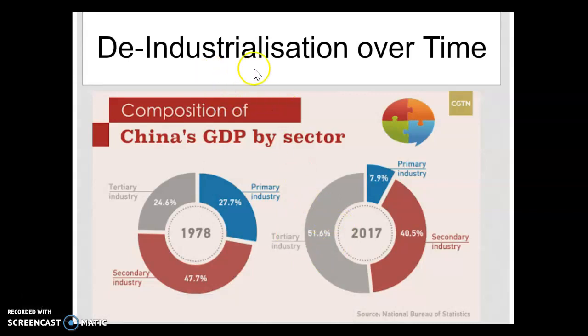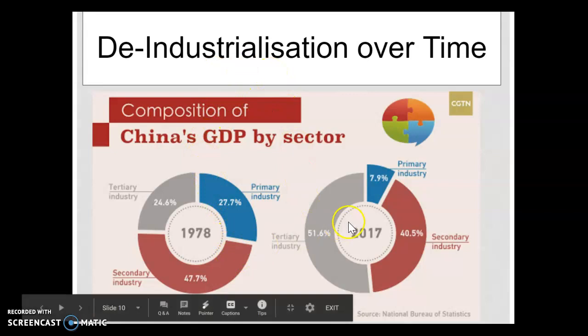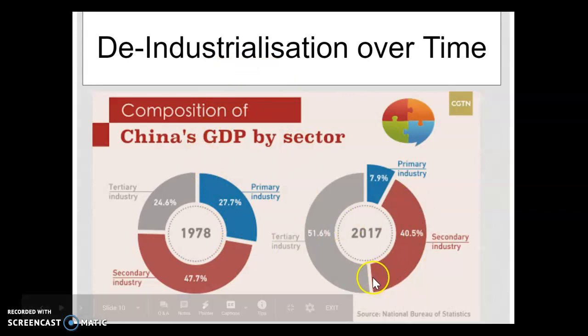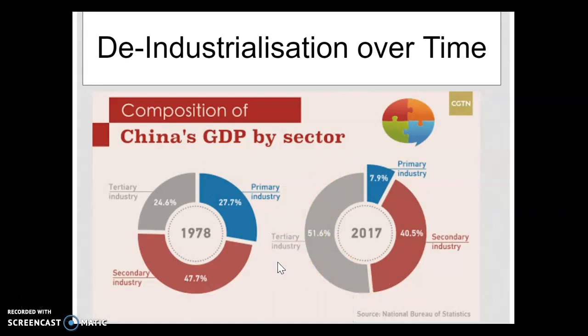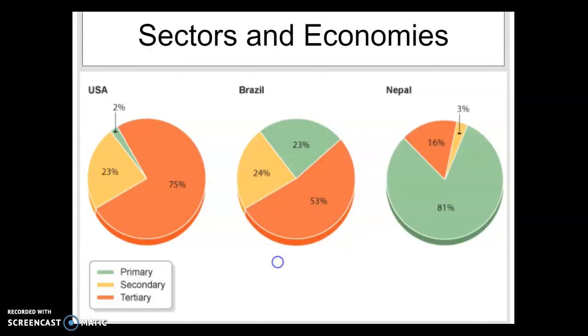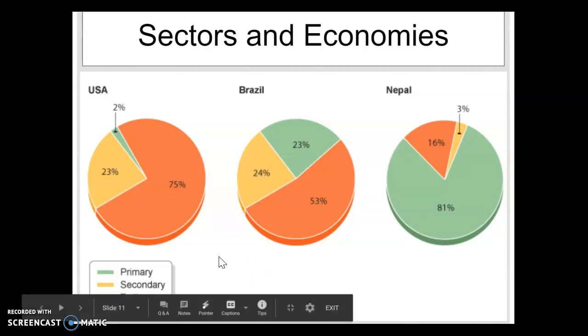So we see a growth in the tertiary sector over time. Now this is deindustrialization, because what usually happens is secondary sector industries, which is the industry part of the economy, moving into the tertiary sector, or more businesses preferring the tertiary sector to the secondary and primary. Okay, so we see deindustrialization over time. What we also see is different economies having different structures. So here, we can have a look at three quite different types of economy and their structures.